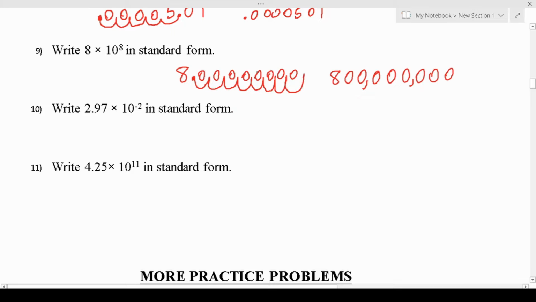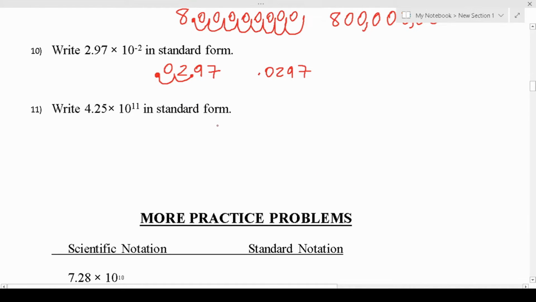Okay. For number 10, it says to write 2.97 times 10 to the negative 2 in standard form. So we have 2.97. According to this exponent, we're going to take this decimal place and shift it to the left 2 times. 1, 2. Fill in our zeros as needed. So this is 0.0297.